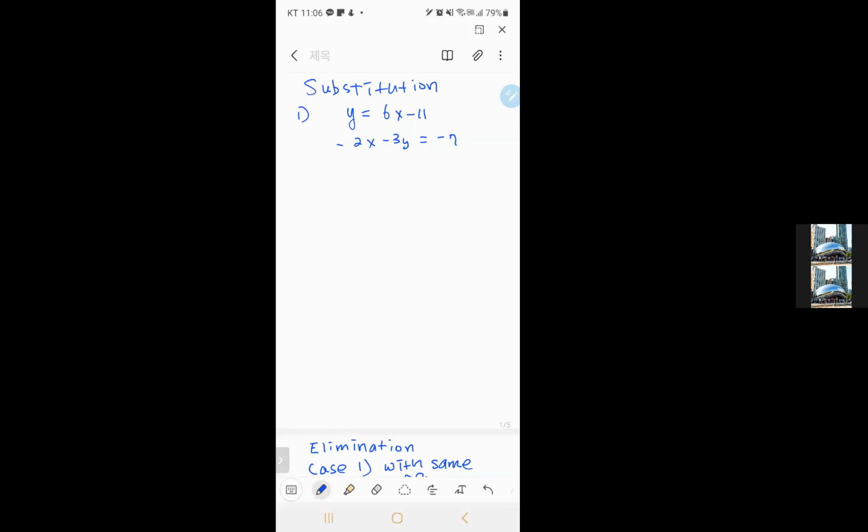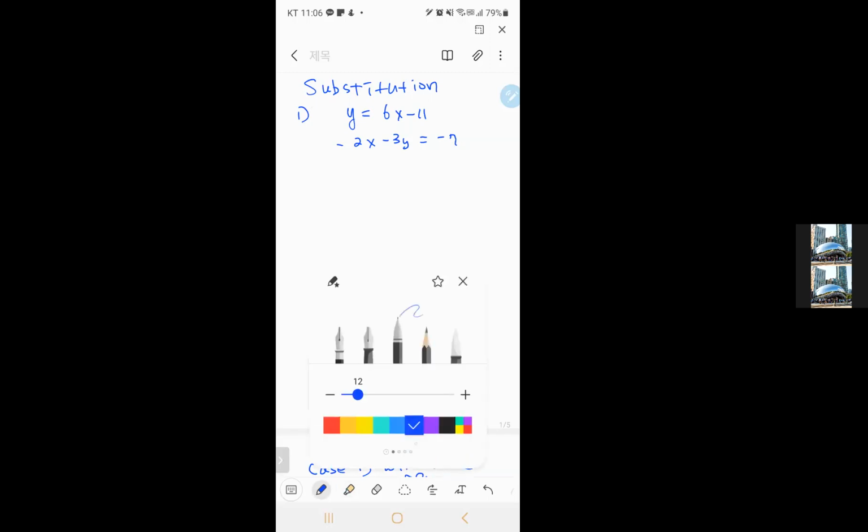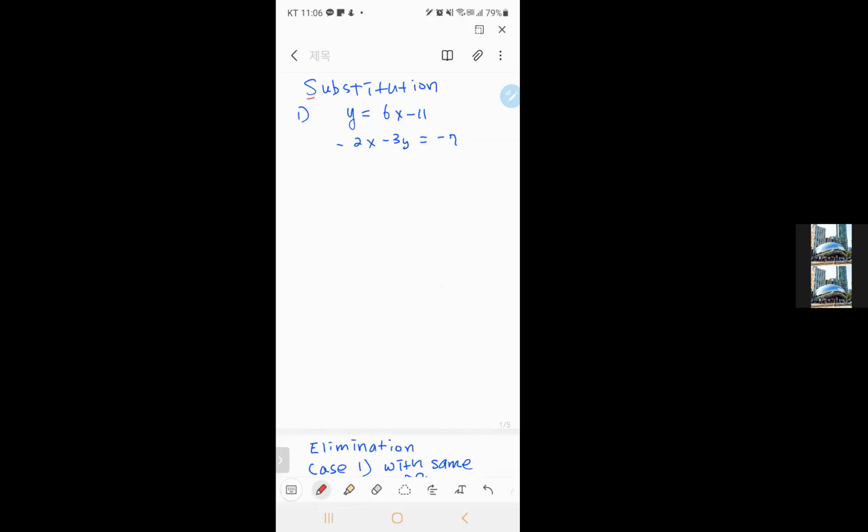Okay, so let me give you several examples about how to solve system of equations. So the first one is going to be solving by substitution. When you use substitution, you always want to make sure that you have one of the equations with y equals something or x equals something, because only then you can substitute a value with another expression.